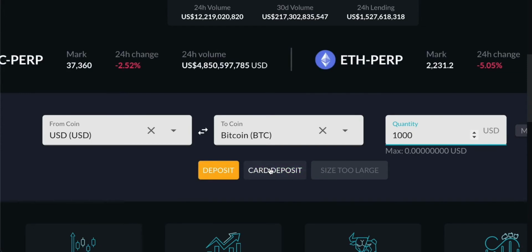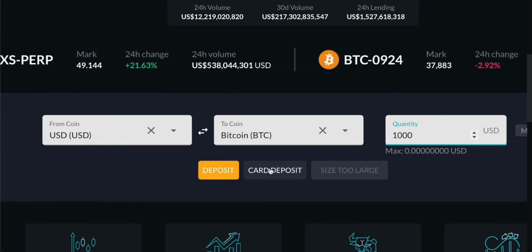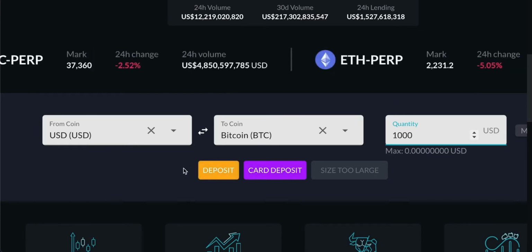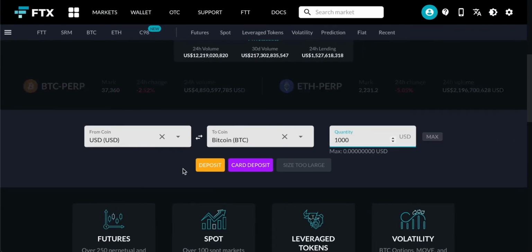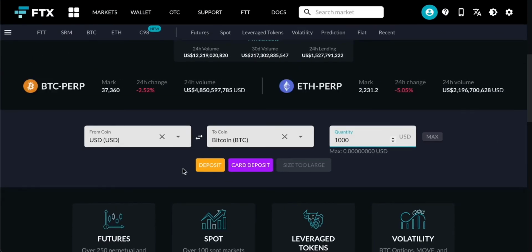Cards are more expensive though. Usually the fee will be about 2% or so to use a card, as opposed to a wire bank deposit, which is usually free of charge, and you get lower trading fees as well when you're using the advanced trading features, which we will get into in a second.